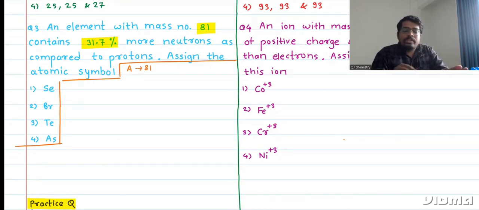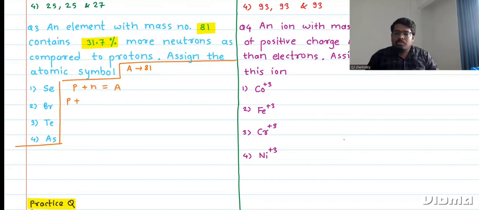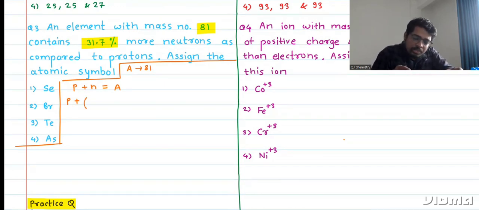It is mentioned that the element with mass number 81 contains 31.7% more neutrons as compared to the protons. Let us consider the number of protons is equal to P. We know that the number of protons plus the number of neutrons is equal to the atomic mass number A, which is 81. The number of neutrons is 31.7% more than the number of protons, so neutrons equal proton plus proton into 31.7 divided by 100. Protons plus that equals 81.